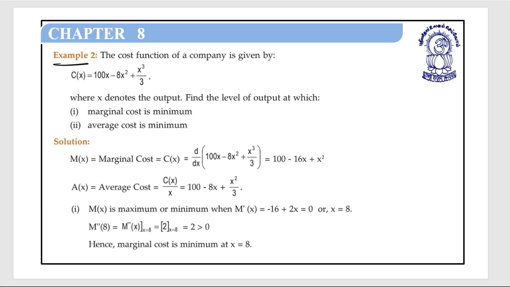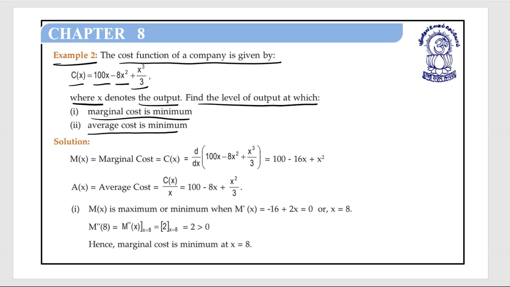Example 2. The cost function of a company is given by C of x is equal to 100x minus 8x square plus x cube by 3, where x denotes the output. Find the level of output at which first, marginal cost is minimum. Second, average cost is minimum.